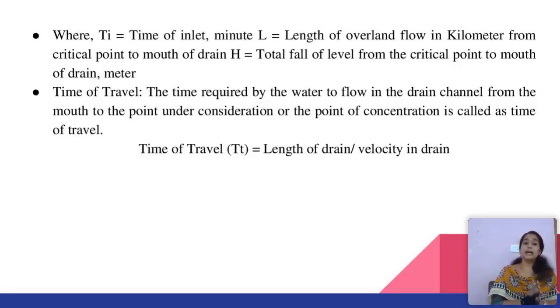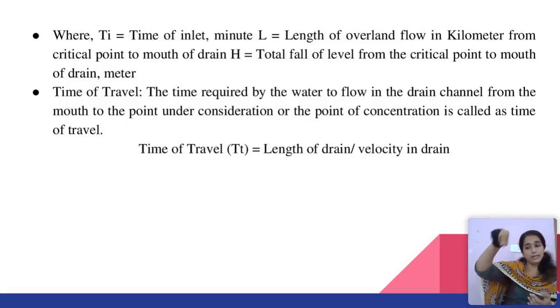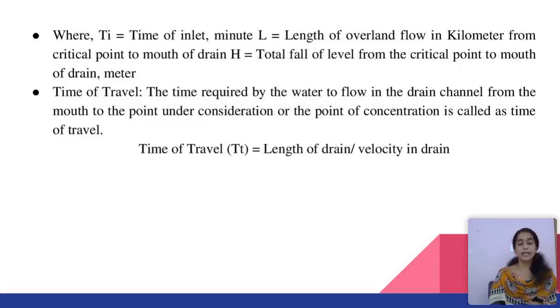Where TI is the time of inlet in minutes and L is the length of overland flow in kilometers from the critical point to the mouth of the drain. That is, from the critical point at the point of inlet to the outlet of the sewer pipeline. And H is the total fall of level from the critical point to the mouth of the drain in meters.